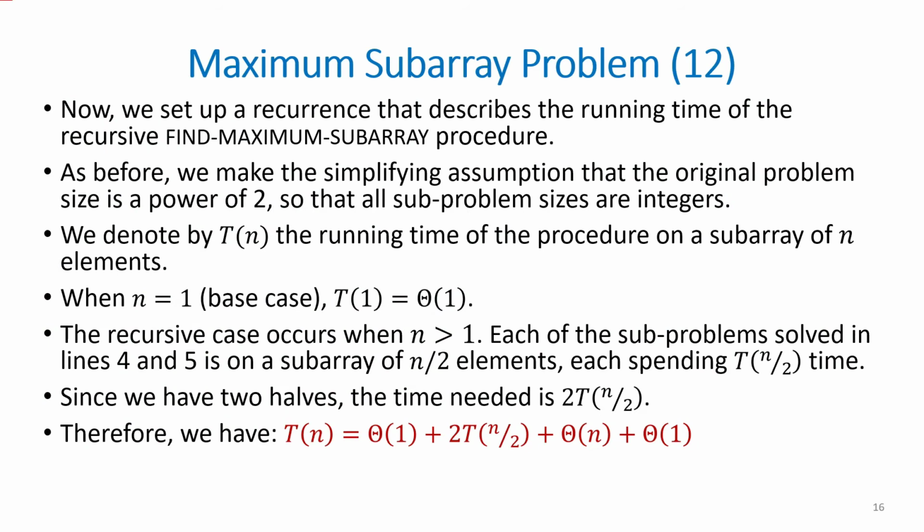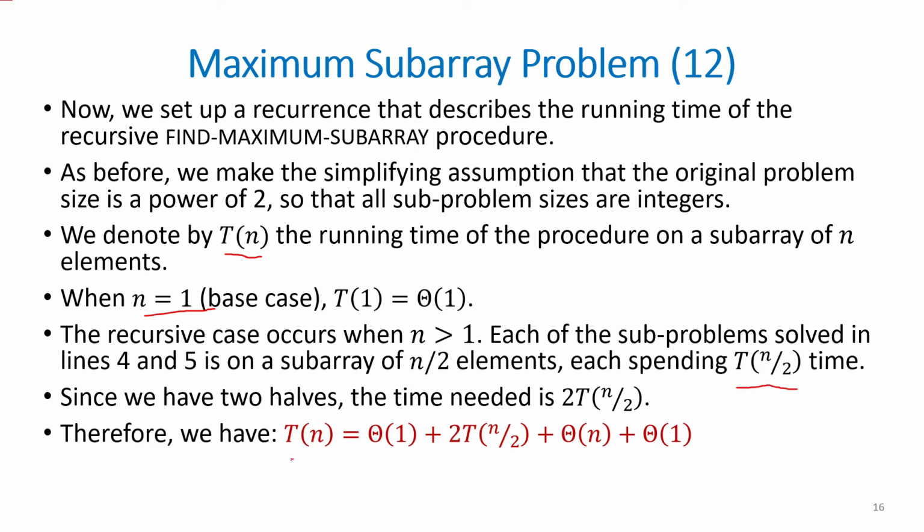Now that we have dissected the pseudocode for the maximum subarray problem, it's time to write the recurrence equation for that problem. We assume that n is a power of 2 and T of n denotes the running time for this procedure where the subarray is of size n. So if n is equal to 1, that is the base case, T of 1 would be some constant time, theta 1. And when n is greater than 1, we would have two halves of the same problem, each having a time T of n/2, which we saw earlier.